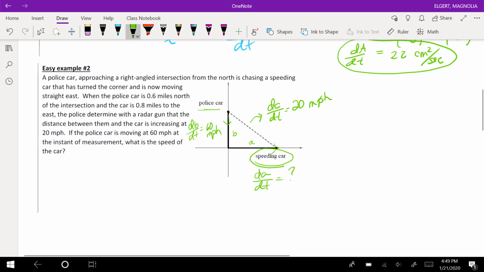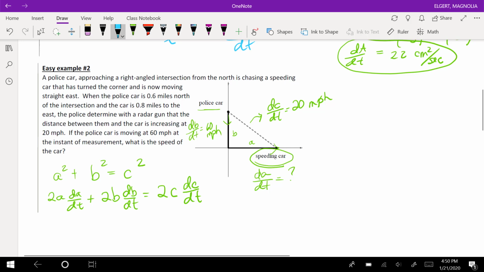Now we have to figure out what formula or equation would relate A, B, and C. Well, hopefully we've done enough of these. This would be the Pythagorean theorem. A squared plus B squared equals C squared. And we can take our derivative, which would be 2A times the derivative of A with respect to time, plus 2B times the rate of B, is equal to 2C times the rate of change of C. And then we just have to plug some numbers in. Do you see how all these have 2's? Let's just cancel those off. This is one less multiplication you have to do.